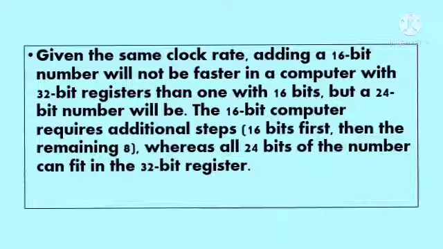Given the same clock rate, adding a 16-bit number will not be faster in a computer with 32-bit registers than in one with 16 bits, but a 24-bit number will be. The 16-bit computer requires additional steps: adding the first 16 bits first, then the remaining 8, whereas all 24 bits of the number can fit in the 32-bit register.